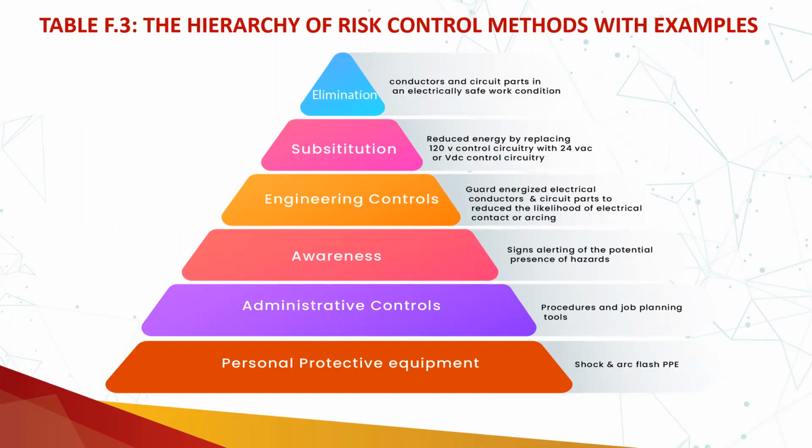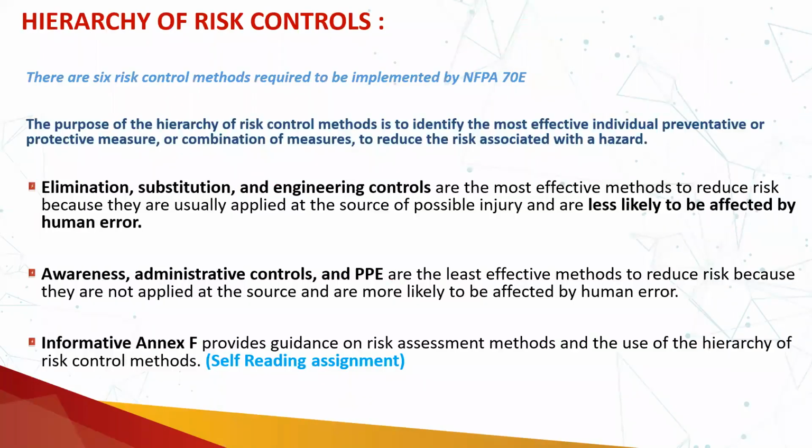Okay. So if you look into the hierarchy of risk control, the first three, elimination, substitution, and engineering control, are the most effective methods to reduce the risk because they are usually applied at the source of possible injury and are less likely to be affected by human error.